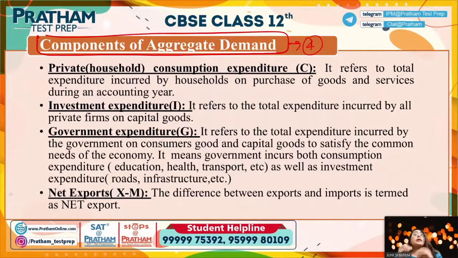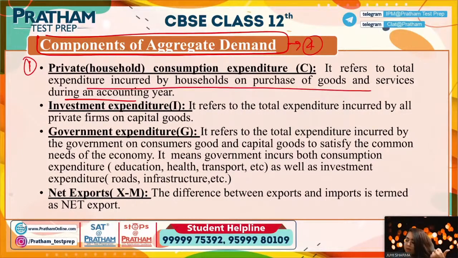पहला है आपका private consumption expenditure, और it is actually the household consumption expenditure. उसमें क्या है, जितना भी goods and services purchase हुआ है या जितना भी expenditure हुआ है on goods and services by the households, by the consumers, the total expenditure which is incurred by the household on the purchase of goods and services during an accounting year. तो ये क्या है आपका, ये आपका हो गया private consumption expenditure, right?